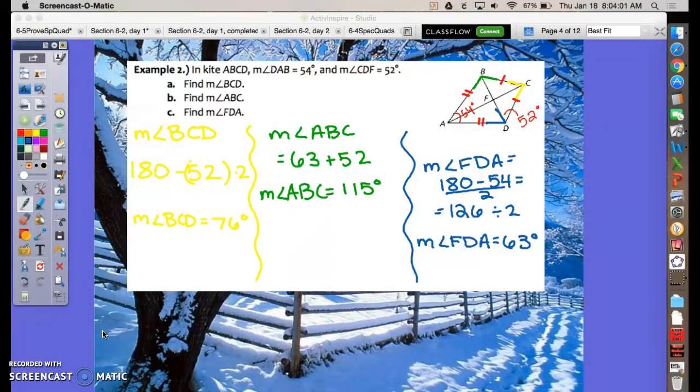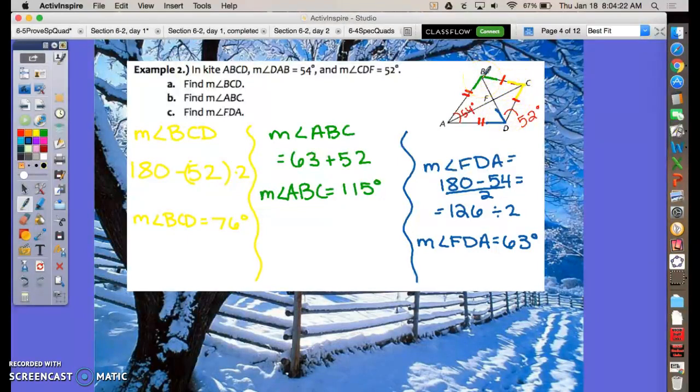Okay, so let me walk you through my thought process. Since it's a kite, I know that these sides are congruent to each other and these sides are congruent to each other. All right, so when I'm trying to figure out the first one, the yellow angle, I'd be looking at what shape I have created. See, this is a right triangle. I'm sorry, this is an isosceles triangle now, right?